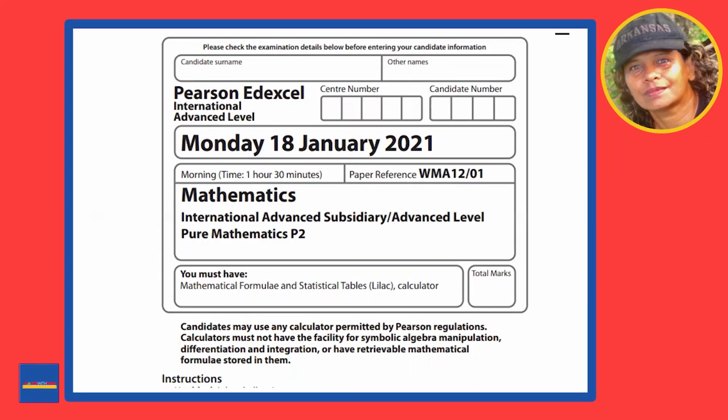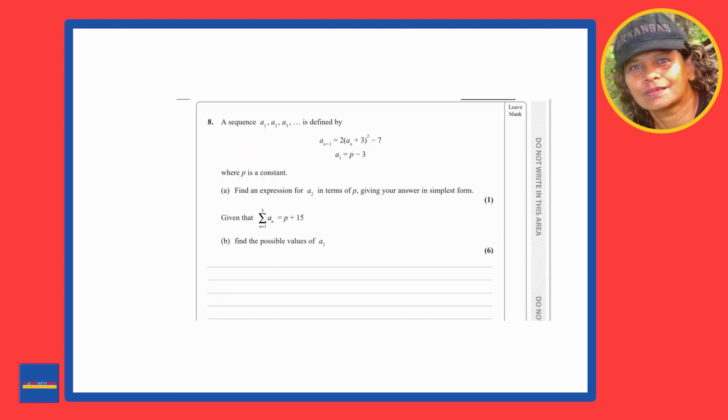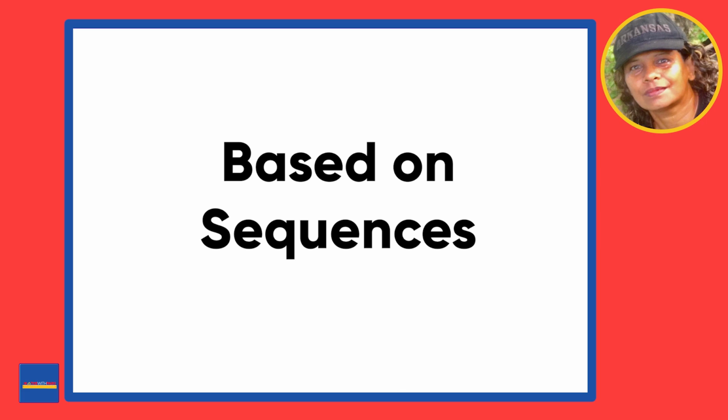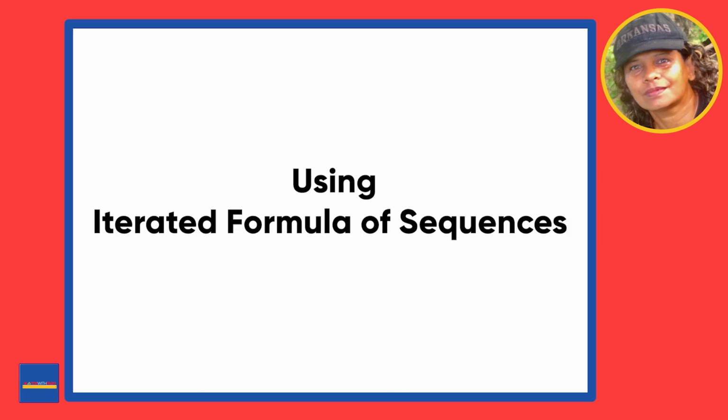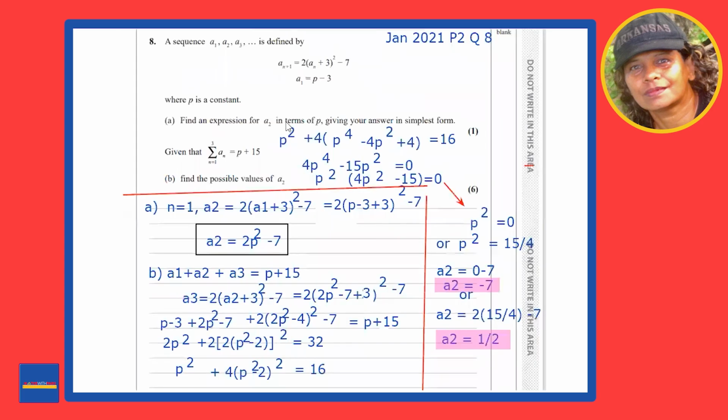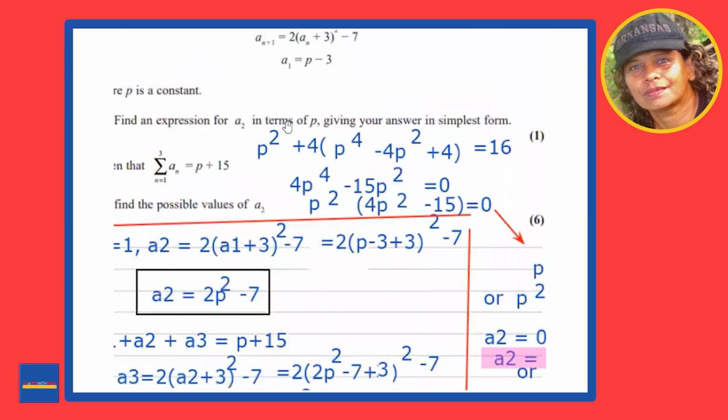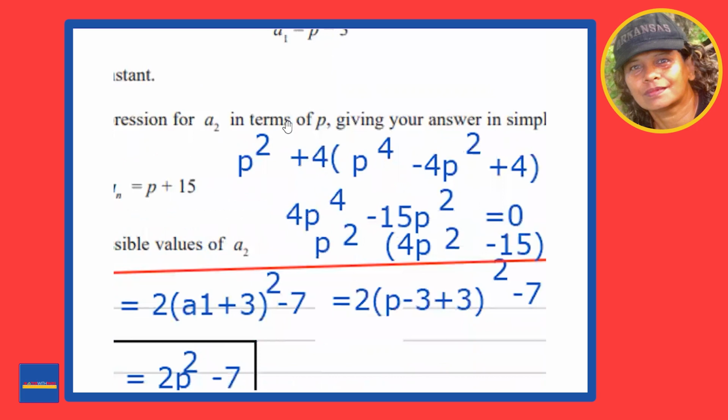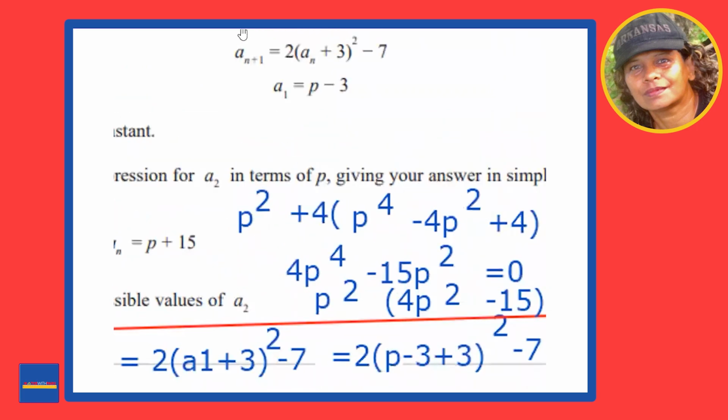Today's question is from January 2021 P2 paper, and it's question 8. The question is based on sequences and using the iterative formula of sequences. Let's begin. The first part of the question is to find an expression for A2.